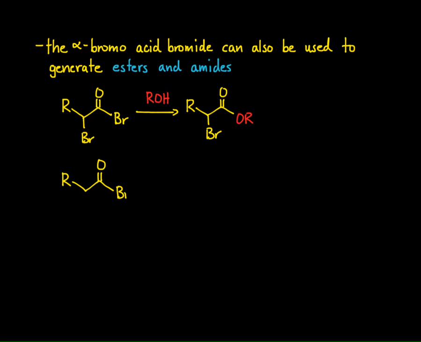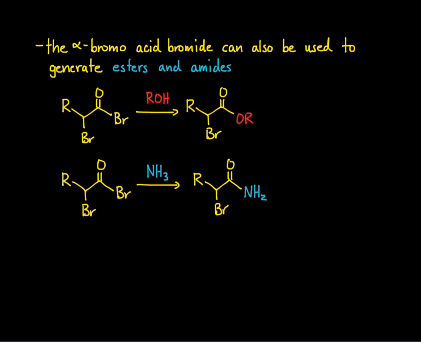Likewise, instead of using water, I can take an alpha bromo acid bromide and react it with an amine or ammonia. So in this case, I'm using ammonia. I could use a primary amine. I could use a secondary amine, and I would get an amide that forms. So this is one way of making alpha halogenated esters and amides. And you can see the similarity between the reactions of carboxylic acid derivatives, because that's exactly what it is.